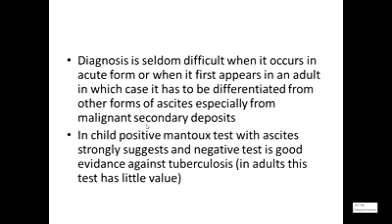Diagnosis is seldom difficult when it occurs in acute form, but when it appears in an adult, it has to be differentiated from other forms of ascites, especially from malignant secondary deposits. In a child, a positive Mantoux test with ascites strongly suggests it; a negative test is good evidence against tuberculosis.